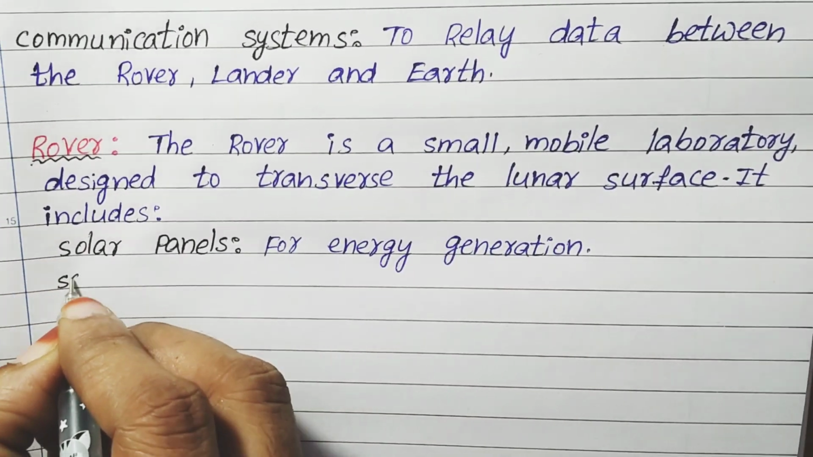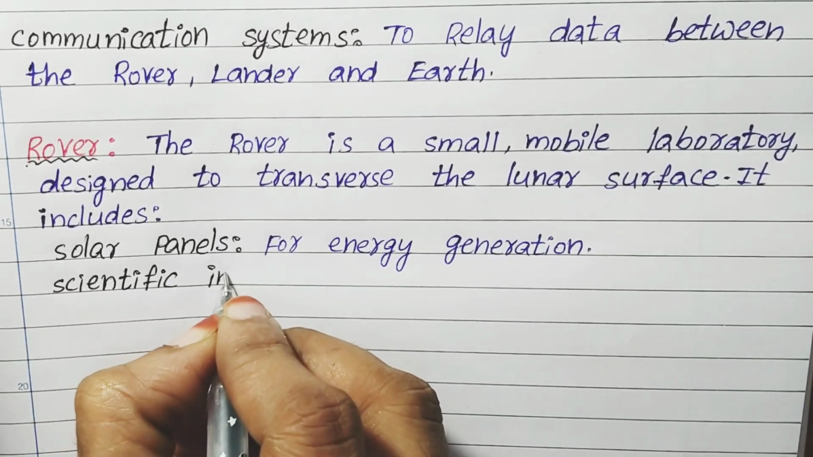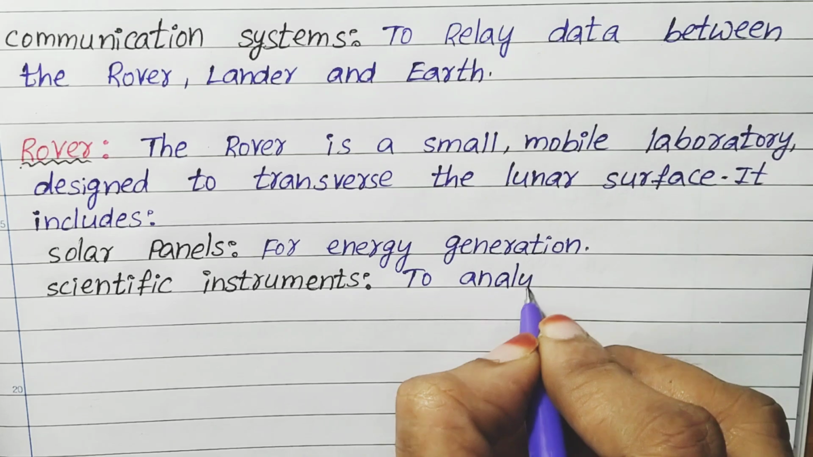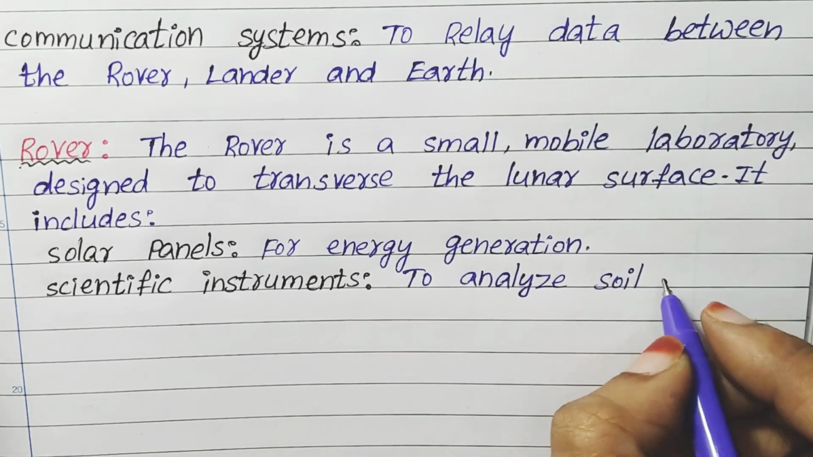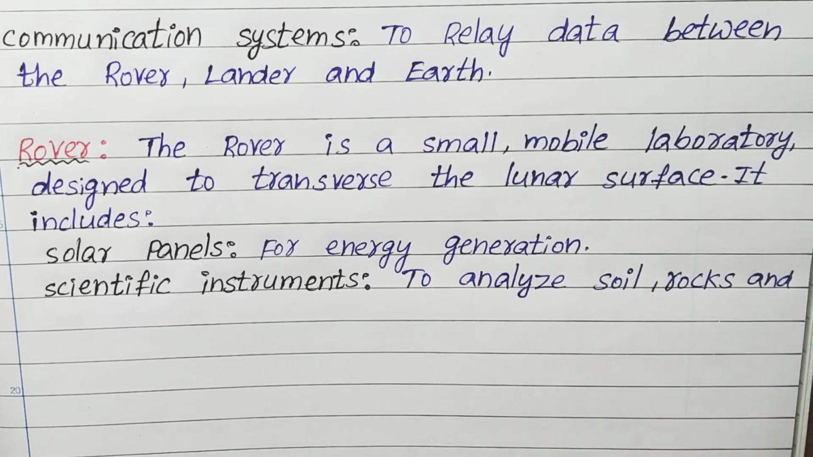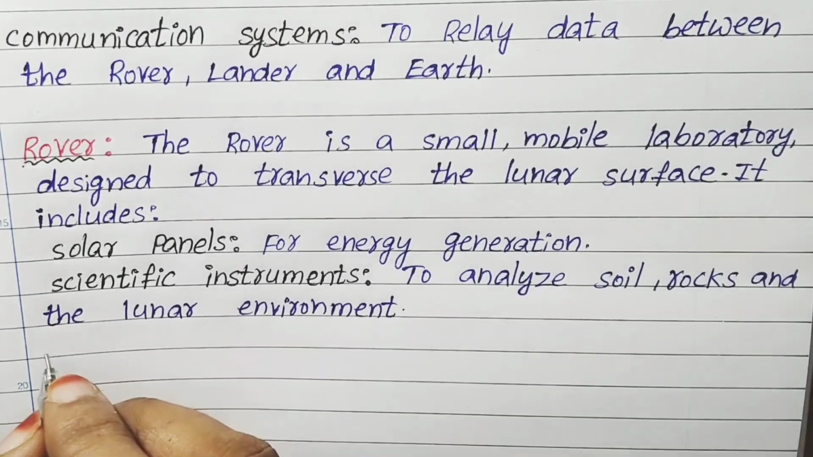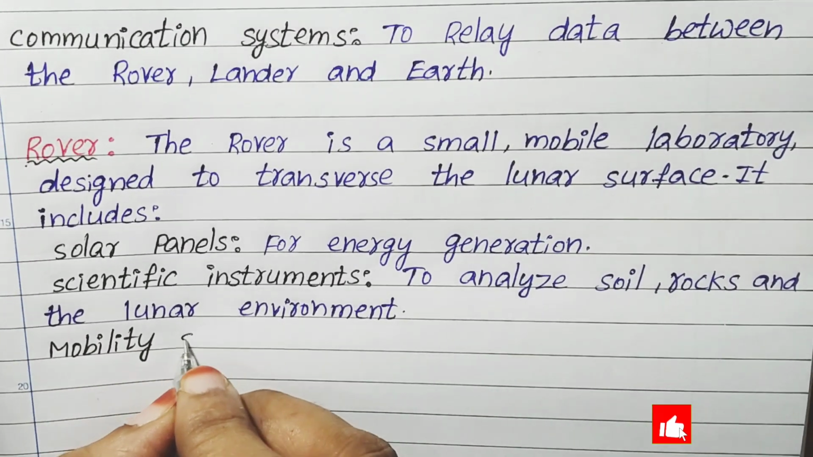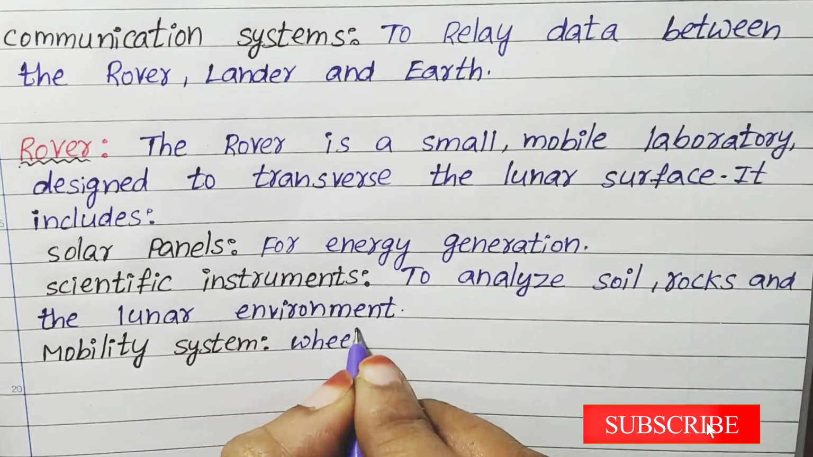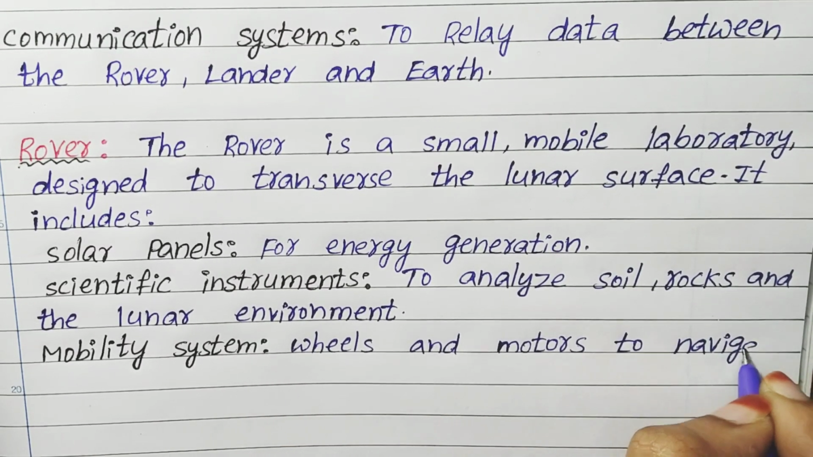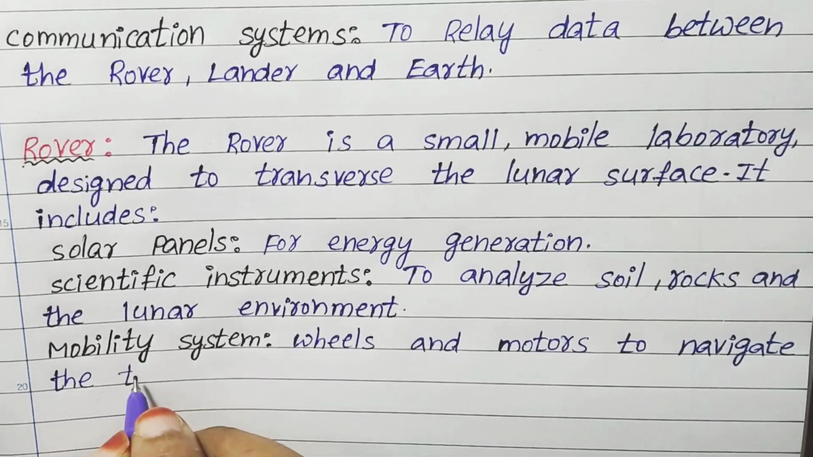The rover is a small mobile laboratory designed to traverse the lunar surface. It includes solar panels for energy generation, scientific instruments to analyze soil, rocks, and the lunar environment, and a mobility system, wheels and motors to navigate the terrain.